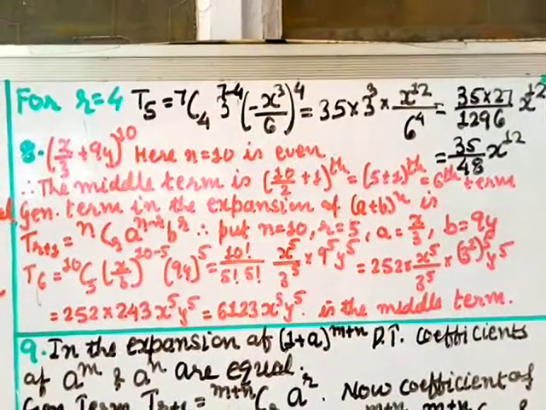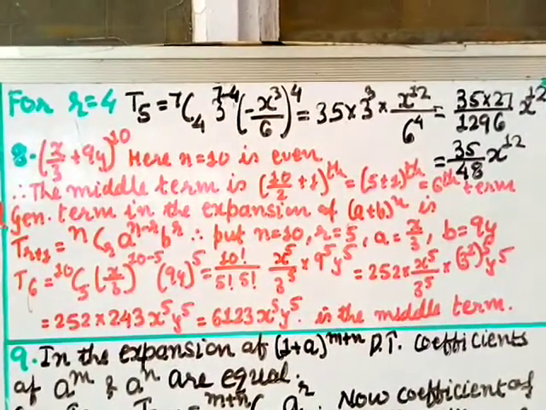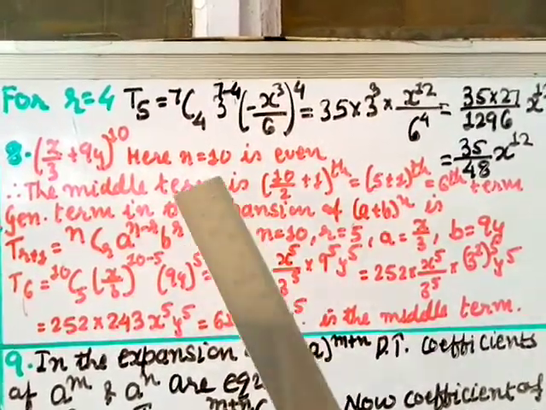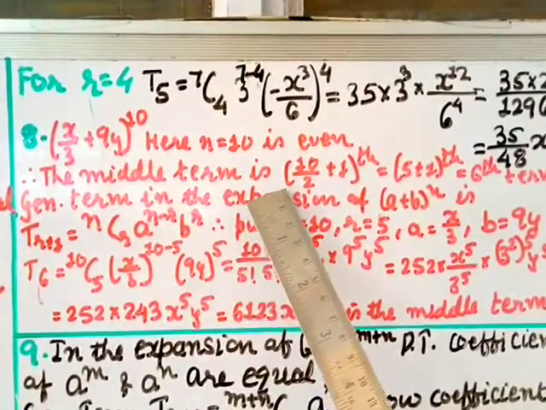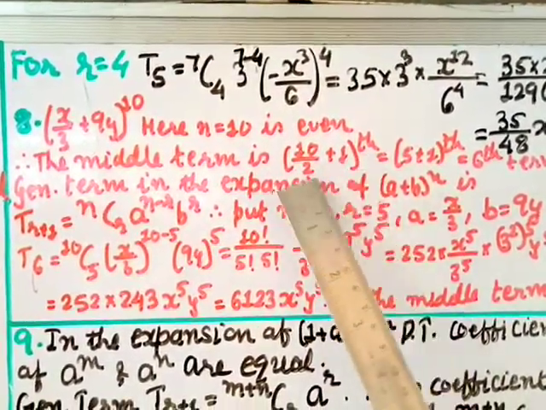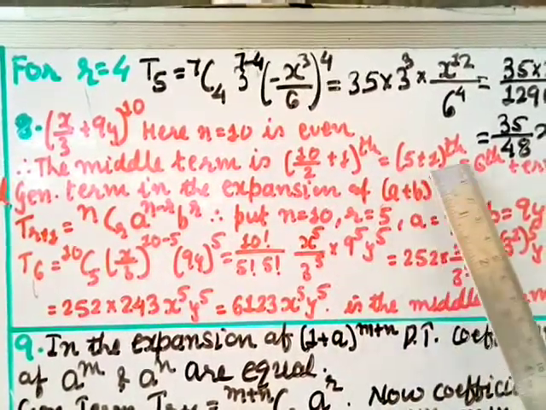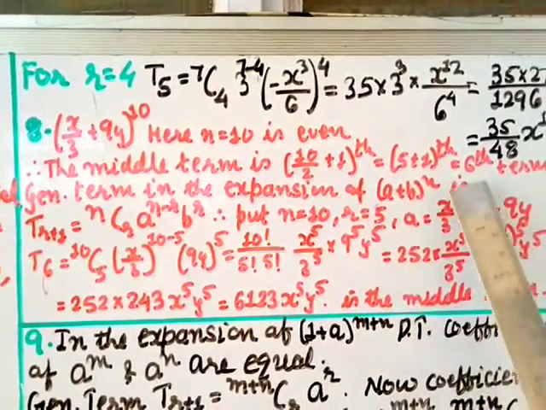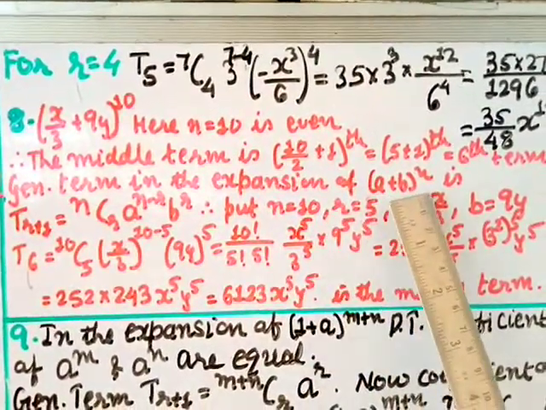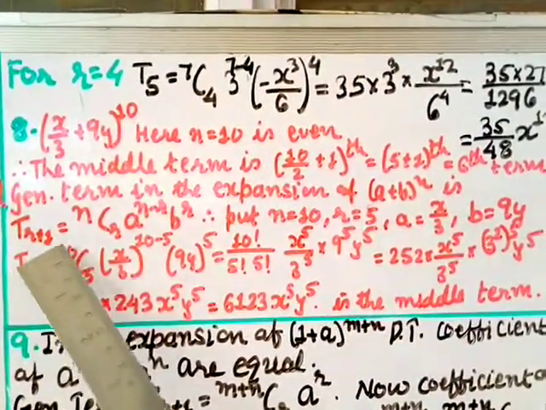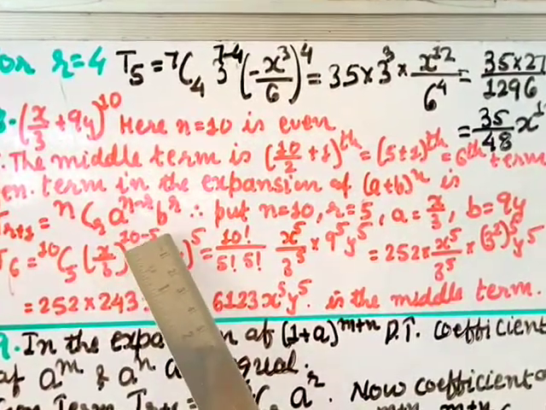Question number 8: (x/3 + 9y) to the power 10. Here n equal to 10 is an even number. Therefore the middle term is the (10/2 + 1)th term, that is 10 by 2 is 5 plus 1, the 6th term. So to find the 6th term you have to take the r value as 5. The general term in the expansion of (a + b)^n is T(r+1) = nCr a^(n−r) b^r.